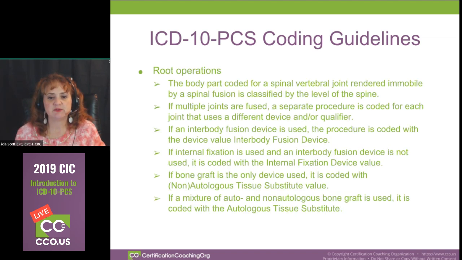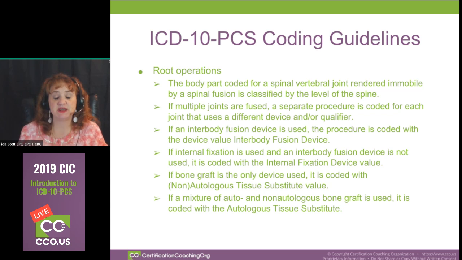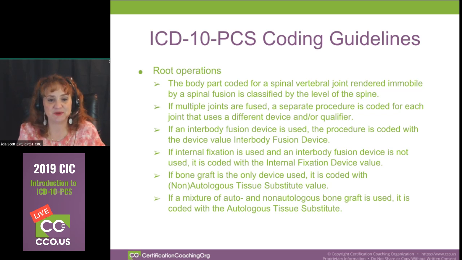Let's see. This was a lot of information I wanted to put on one slide, so forgive me for making it a little bit smaller, but these are just things you need to be heads up for, right? Be aware. So if we're doing spinal vertebral joint and we're fusing it and making it immobile, then we'll use a spinal fusion, but we need to know the level of the spine that the fusion went to. Got to know your anatomy. Got to know your anatomy to be able to do that.